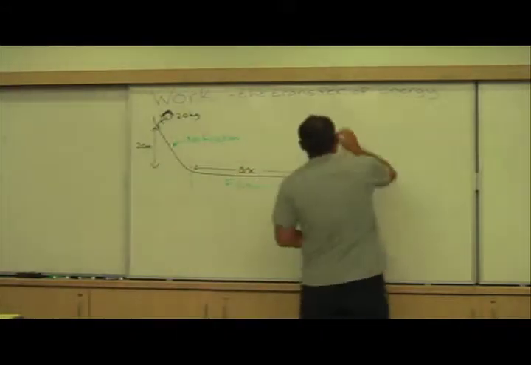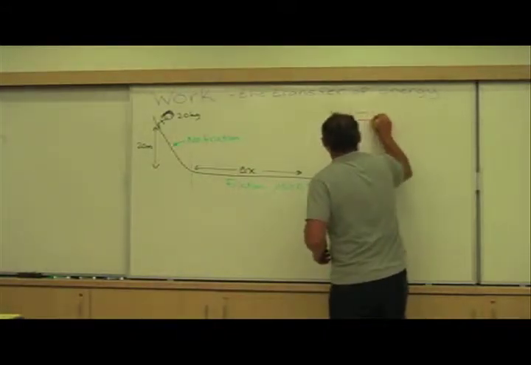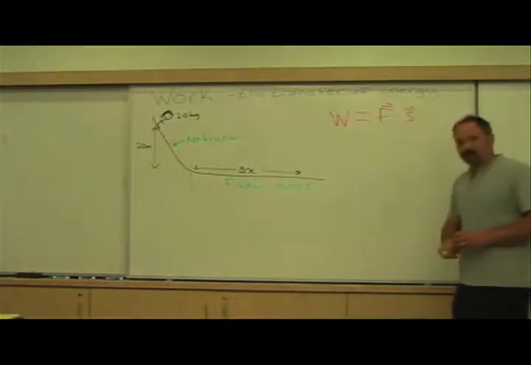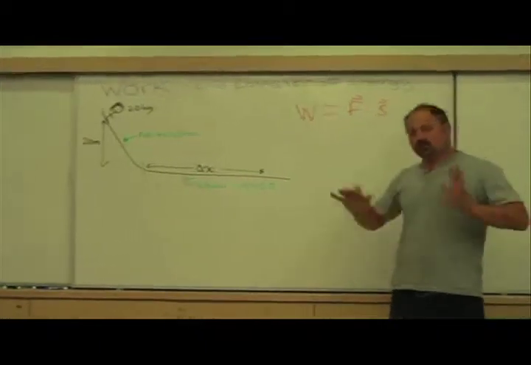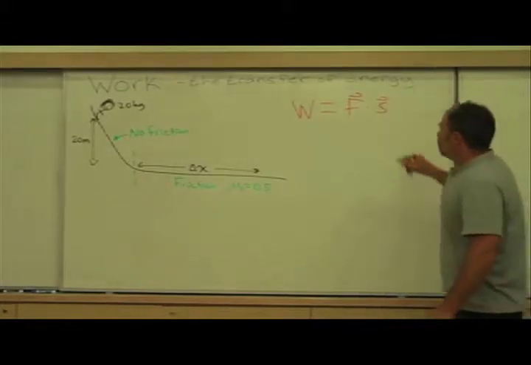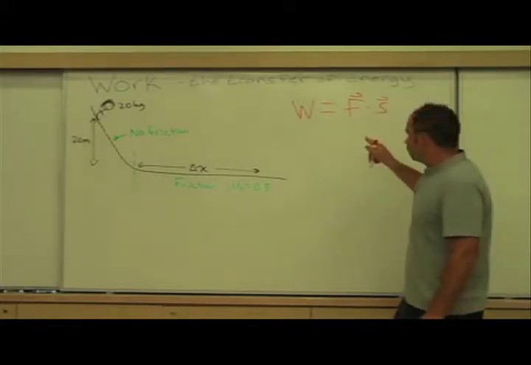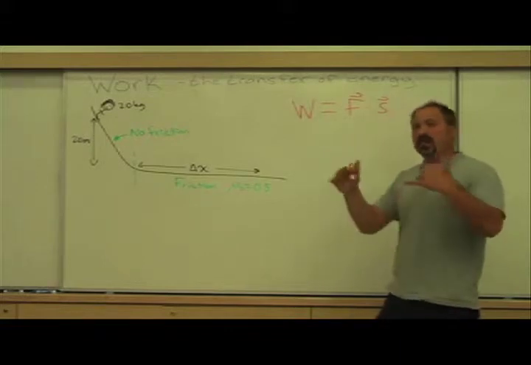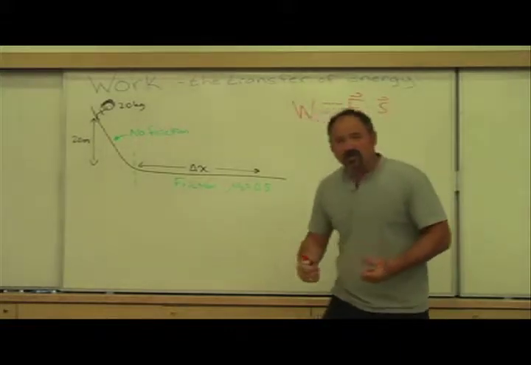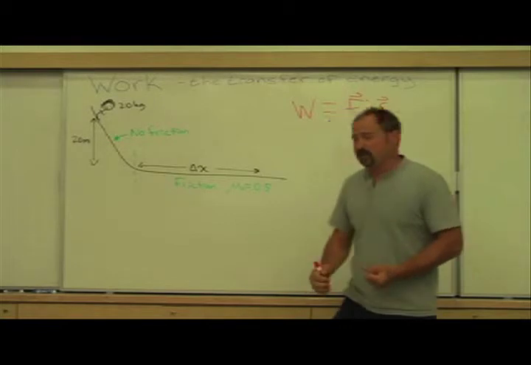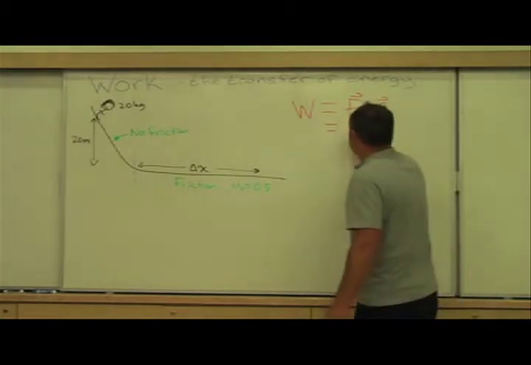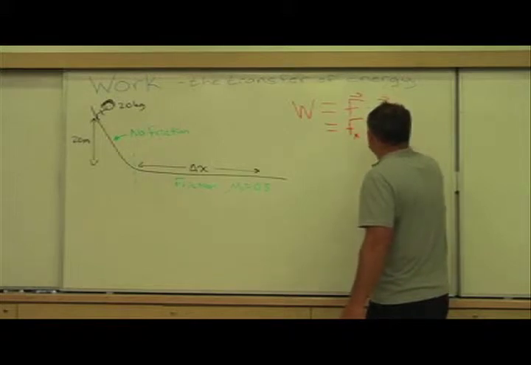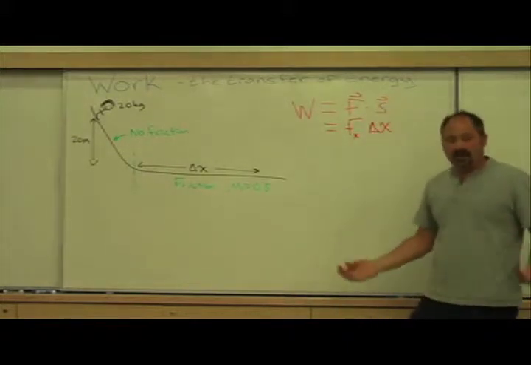Work, by definition, is equal to the force vector dotted into the distance vector. If you don't know what a dot product is, don't worry. What this is telling you is very simple. It says work equals the component of force in the direction the object is moving. So it equals this: the x component of the force multiplied by the displacement in the x direction.